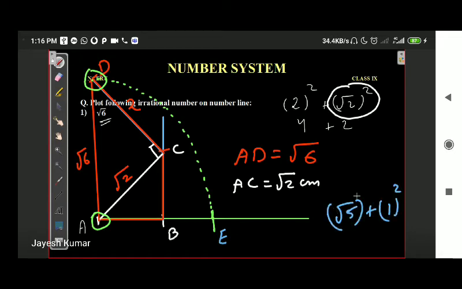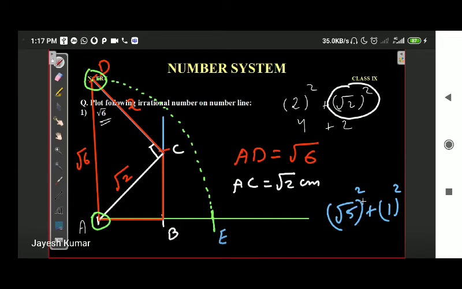Or you can also use the pair of under root 5 and 1. You can take the base as under root 5 and height as 1 centimeter. But I feel drawing under root 2 is quite easy. You can draw under root 5 or under root 2, that is up to you. If you are taking under root 2 as the base, you will take height as 2 centimeter. If you are taking under root 5 as the base, you will take height as 1 centimeter.